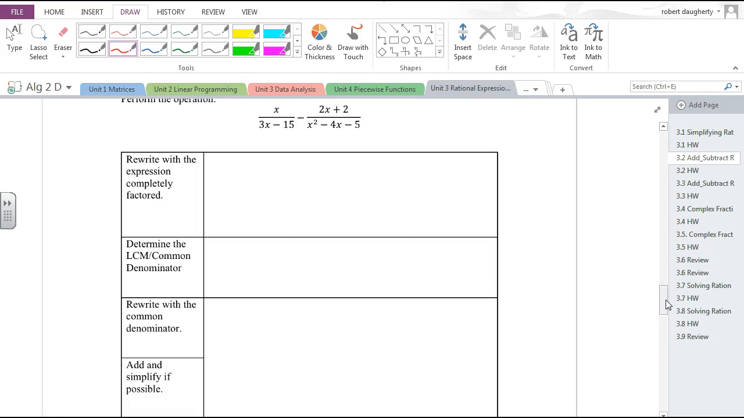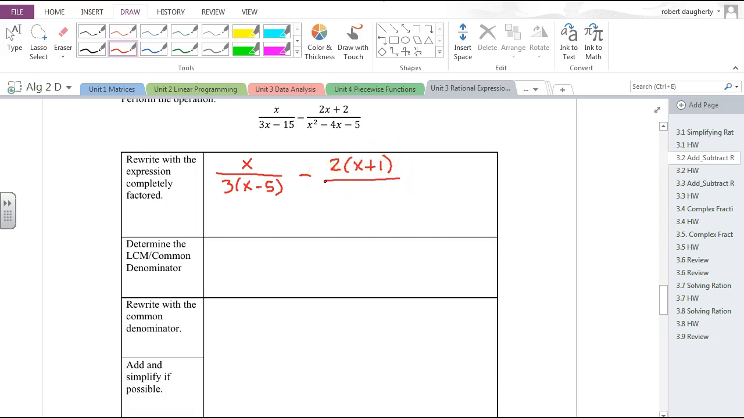Okay, looking at the next one, the key is you've got to look at every piece of the fraction, and make sure you factor completely, okay? So, numerator on the left, this one's pretty easy. That's completely factored. What about 3x minus 15? How can that be factored? Yeah, factor out a 3, it's 3 times what? Yeah, 3 times x minus 5. Okay, that's completely factored. Now look at the numerator in the next one. What can be factored out? 2. So that's 2 times x plus 1.